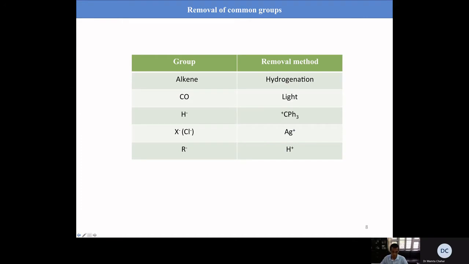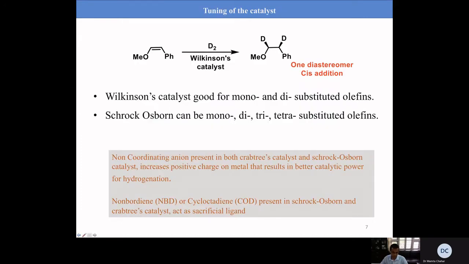As I was saying, norbornene and cyclooctadiene, which are in the starting material, can act as a sacrificial ligand. That means this falls off during the catalytic cycle. These do not have any other role in the catalytic cycle. They are just providing the support and falling off. They don't participate in the main catalytic reactions.